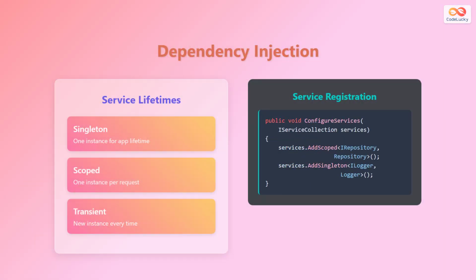Dependency injection is a built-in feature in ASP.NET Core that promotes loose coupling and testable code. Service lifetimes determine how long service instances live in the application. Singleton creates one instance for the entire application lifetime, making it suitable for stateless services like loggers. Scoped creates one instance per HTTP request, perfect for database contexts that should be shared within a request but not across requests. Transient creates a new instance every time the service is requested, ideal for lightweight, stateless services. The service registration example shows how to configure different services with their appropriate lifetimes.